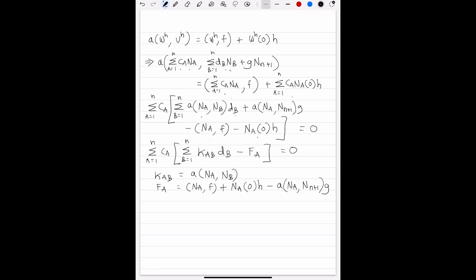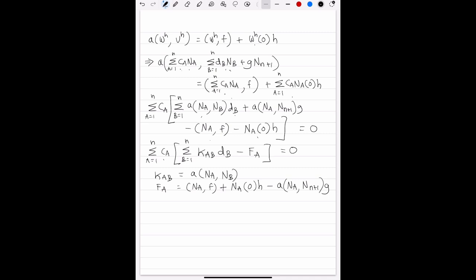So in this equation we know that since the test function wh is arbitrary, the constants Ca are also arbitrary, so this equation should hold true for all possible values of Ca. So for example, we can consider that C1 is 1 and all of the other C's are 0, and that will give us the first equation for A equal to 1. Similarly, if we consider C2 to be equal to 1 and all the other C's are 0, then that will give us the second equation for A equal to 2, and so on.